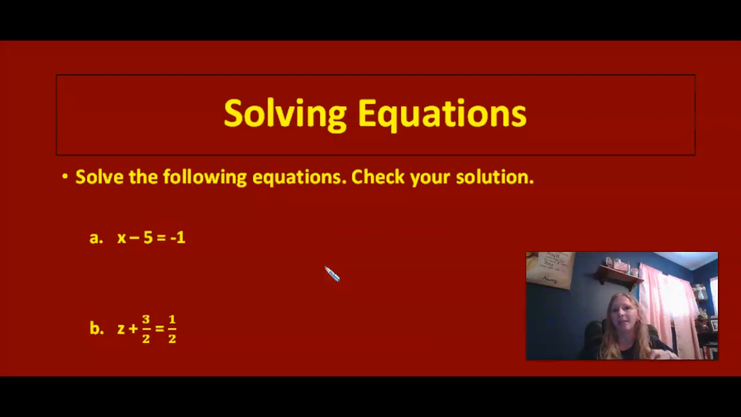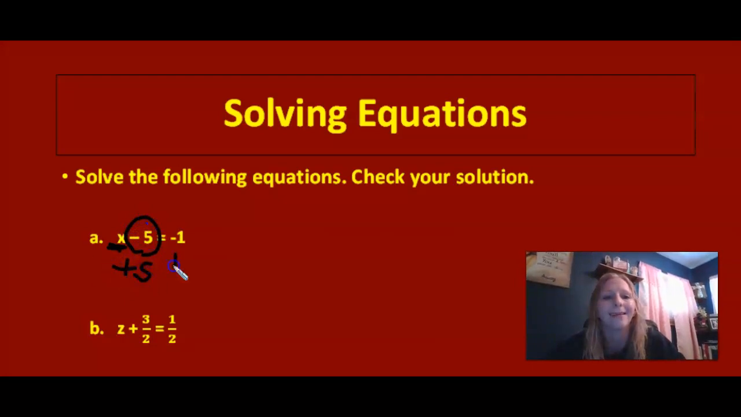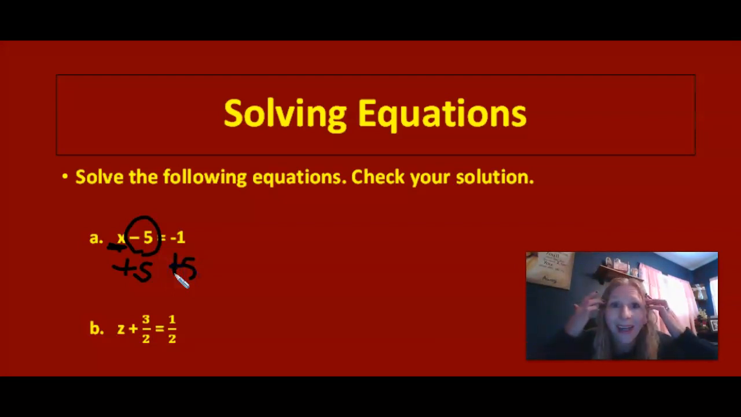x minus 5 is equal to negative 1. I think we've already seen something similar to this. So again, we need to find that missing value. Think back to that fact triangle if you have to. Otherwise, we're just using what's called the inverse operation, or opposites. Instead of subtracting 5, we're going to add 5 to both sides. This is the addition property of equality, guys. That means we're not changing anything, we're just rewriting it differently.